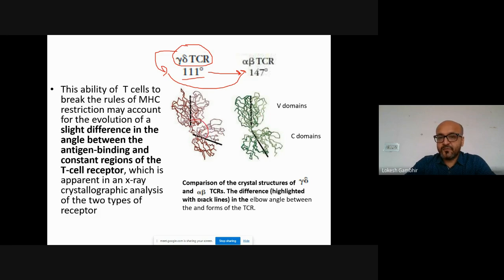This angle I'm talking about, this angle, is the difference between the variable and the constant region. We always show in pictures a straight line, but in reality it's not a straight line. It is actually a bent part that you will observe in the case of the T cell receptor.